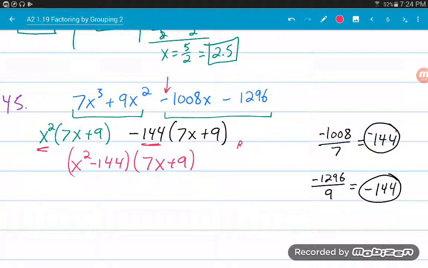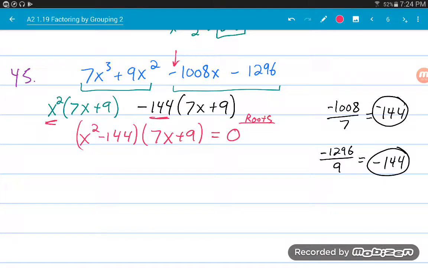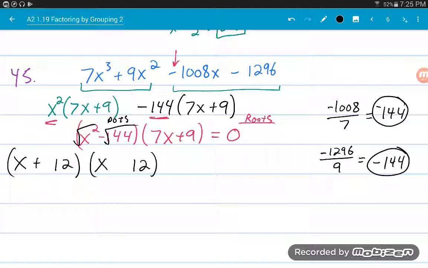and they want the roots, right? If you read the example, it says that it wants the roots. So that means I'm going to have to set it equal to 0. I'm not done factoring. This guy is special. It's a difference of 2 squares again. So that means this is going to turn into square root of that, square root of that, x and 12, x and 12. So plus 12 and minus 12.